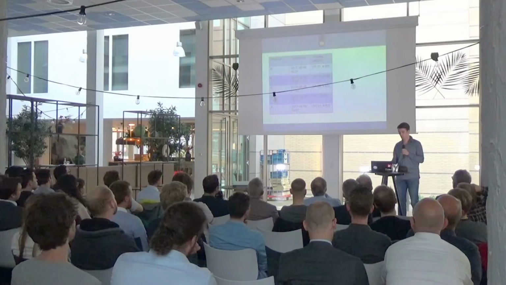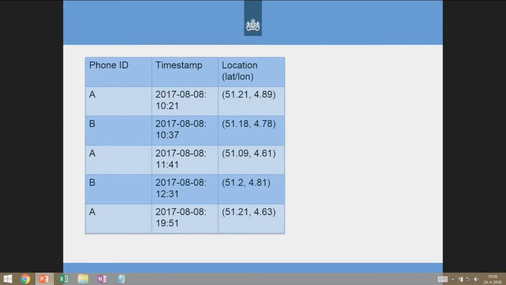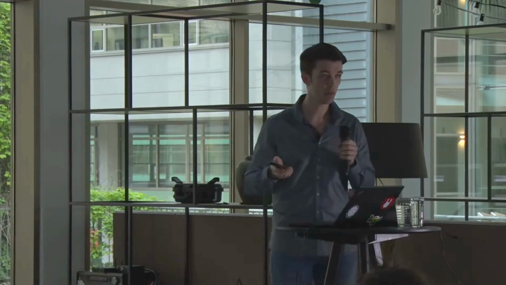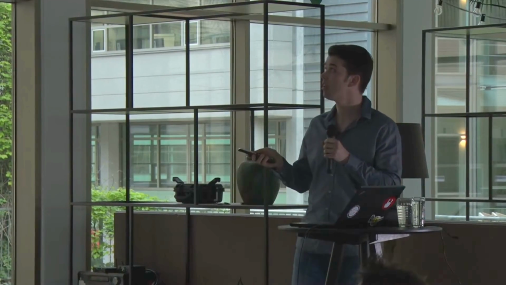This is what the data will look like. It's actually very simple. You just have a phone ID. It may be phone A or phone B in this example. You have a timestamp and you have a location, a latitude, longitude location. In reality, you would find, for example, that phone A is used 5 times in a row and then phone B is used 3 times in a row. But those observations aren't as useful. What we're really interested in are the transitions from one phone to the next.